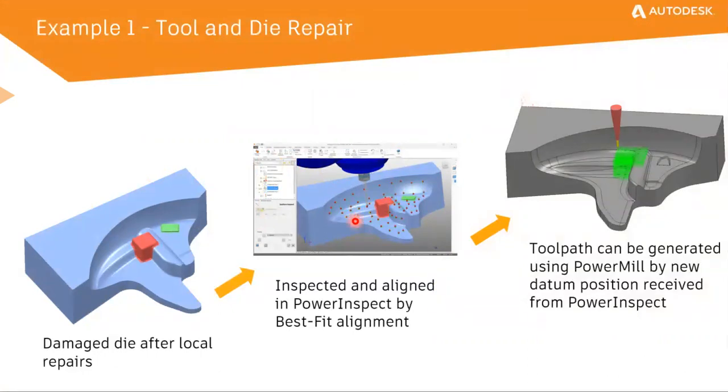the measurement results, and those results have to be imported again inside PowerInspect, and it will be aligned through the best fit alignment. After creating the best fit alignment, your software will generate a new delta. That new delta can be transferred to PowerMill, and on the basis of the new datum, you can generate your NC program, and the new NC program can be run directly on the machine. So this is the sequence for the tool and die repairing work.